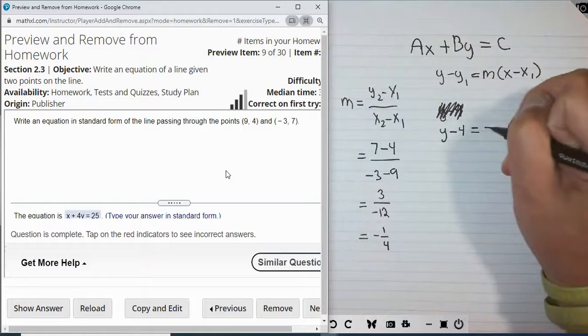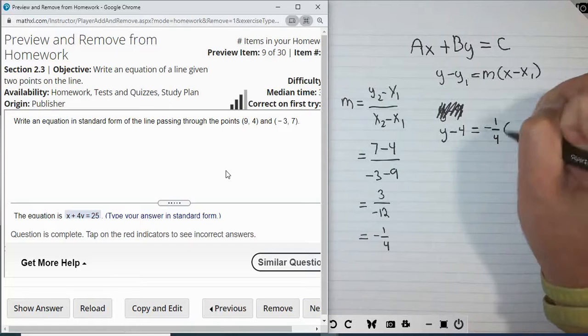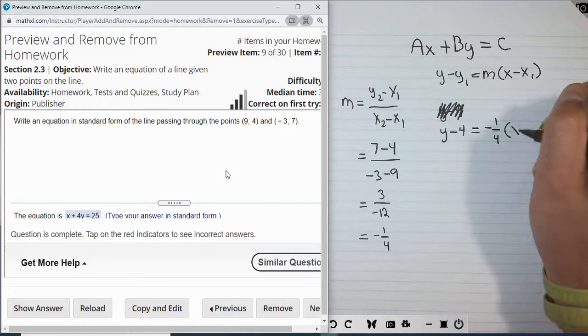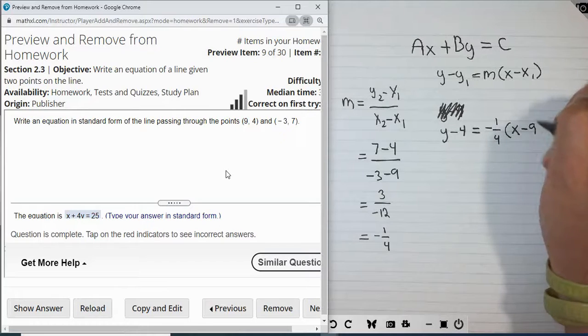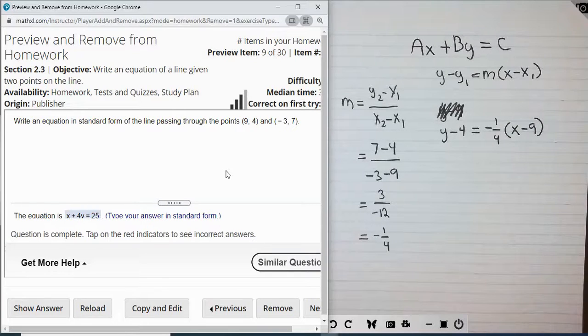And then my slope is negative 1/4, right? And then my x minus my x coordinate, x minus 9, all right?